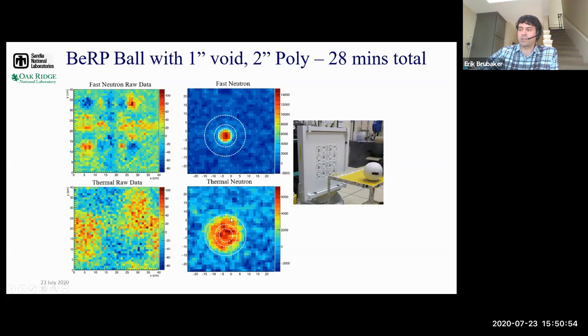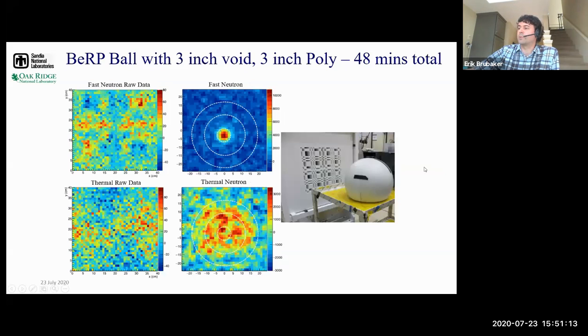Now, there are interesting questions about how you could analyze this quantitatively and what we expect to see, given that the moderator is thicker along certain lines of sight than others. But qualitatively, we see what we expect here, with the larger size for the thermal neutrons. Now, this is getting to the large end. We've got a Burke ball, a 3-inch void, and then 3 inches of polyethylene.